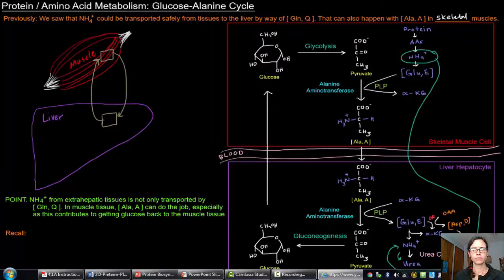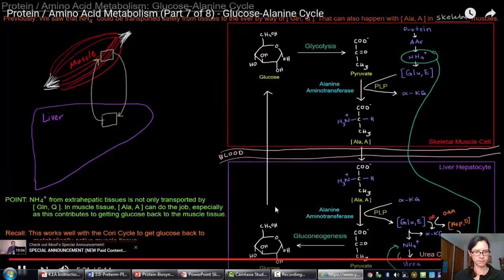Now this sort of schematic might look kind of familiar, the muscle and liver with a cycle. If you recall, there is another cycle, the Cori cycle, that does a sort of similar thing. This works well with the Cori cycle basically to get glucose back to metabolically active tissue. And we're killing two birds with one stone. In addition to doing that, you're getting the nitrogen out from the skeletal muscle to the liver to be detoxified. Okay, so that's basically the glucose-alanine cycle.